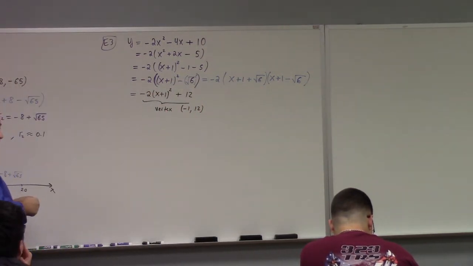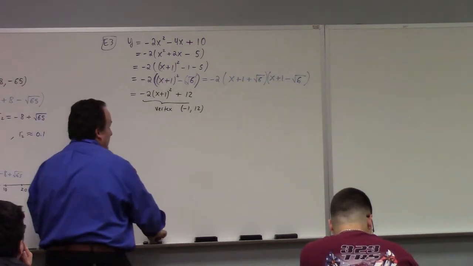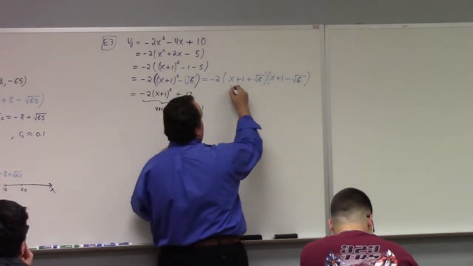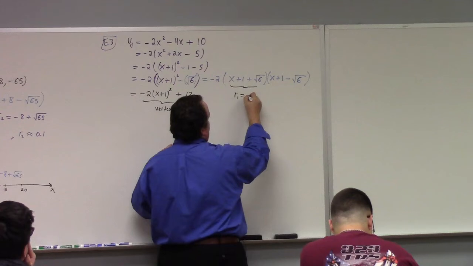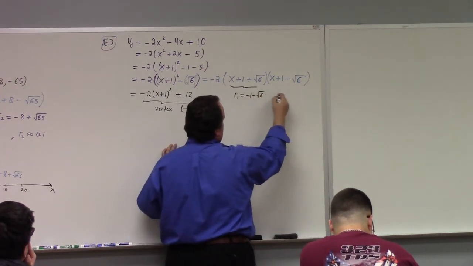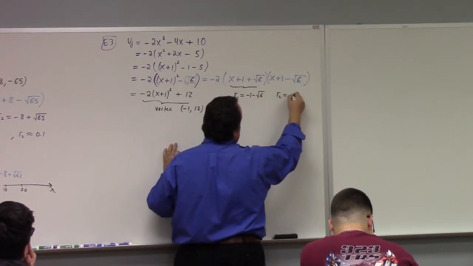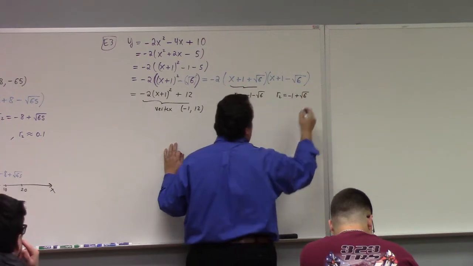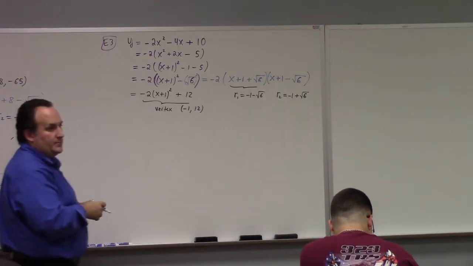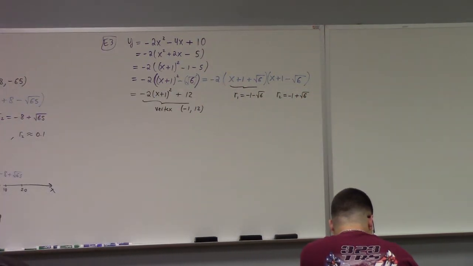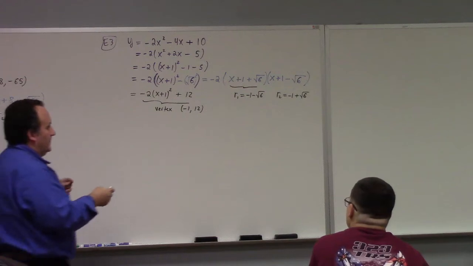And so from that, I can see the x-intercepts are where? This gives me r1 minus 1 minus the square root of 6, and r2 minus 1 plus the square root of 6. So the x-intercepts are a little bit ugly here. This one opens down, yeah?